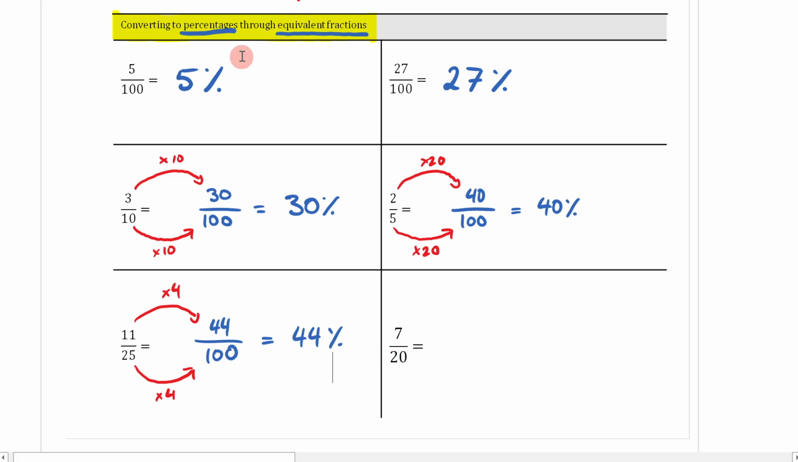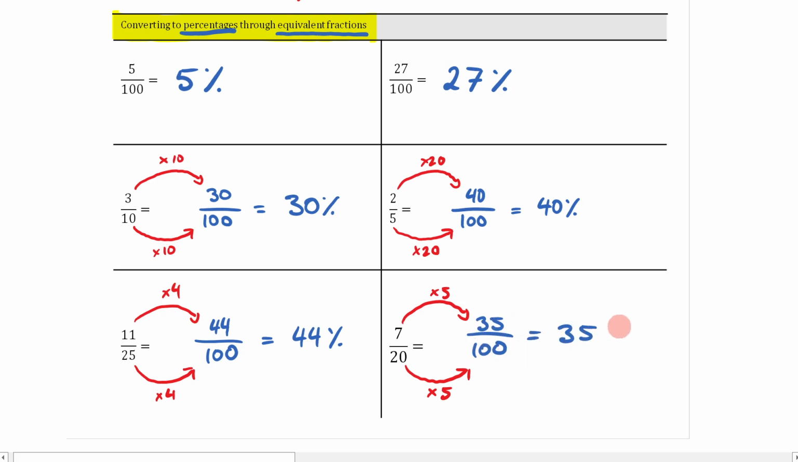And last but not least, you might like to try this one yourself as well. You're going to take 20, times it by what to get to 100? You're going to times it by 5. Take this, times it by 5. So that means what I'm going to end up with here is 35 over 100, which is 35%.